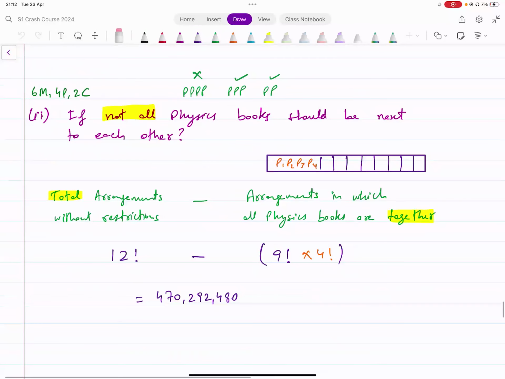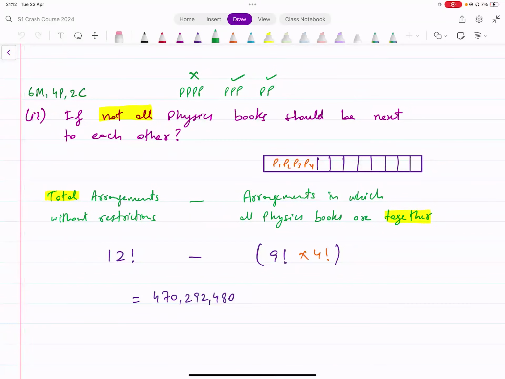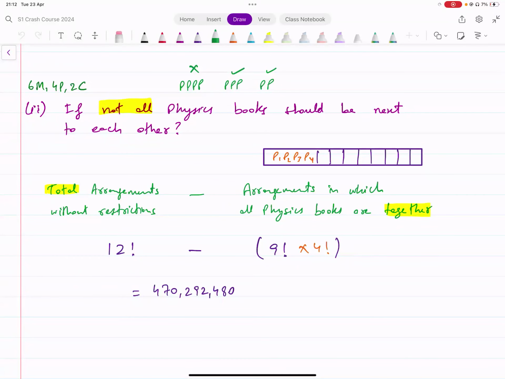Okay. So one statement is going to look like this. Let's say you have some books and you have 4 physics books, and you want that not all physics books should be together. If that's the question, that means this case is not allowed, that all books cannot be together. However, 3 can be together and 2 can be together, that's okay. But all 4 cannot be together. In this case, you have to do total minus the case when 4 physics books are together.